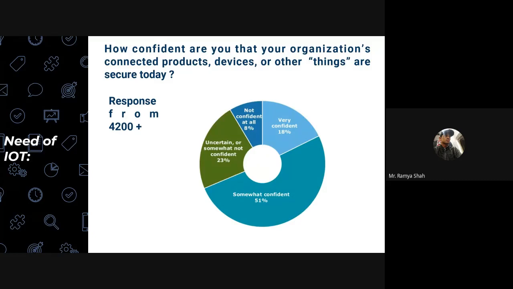How confident are you that your organization's connected products, devices, or other things are secure today? Can we just have a random count? How many of your devices are using Windows 7 and Windows XP right now? Just a rough count. Let's make the session more interactive. If you all suggest, then we should go for this interaction. Just a rough vote: Windows 7 and Windows XP. 5 to 10%. That's where we have evolved in terms of security then.